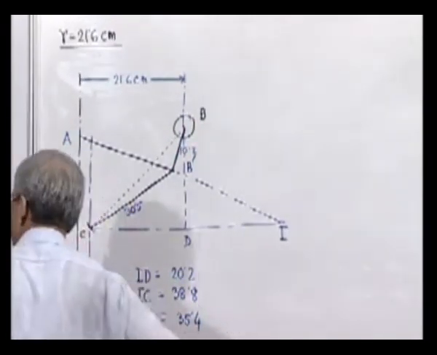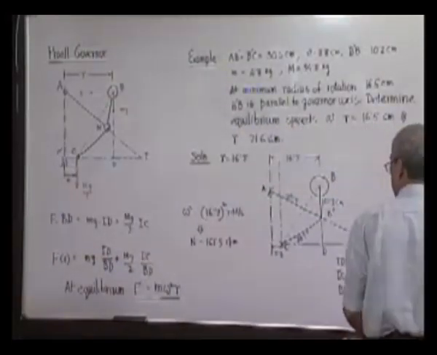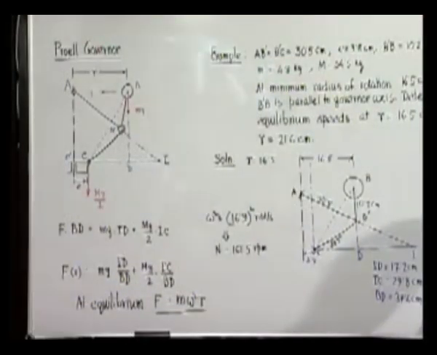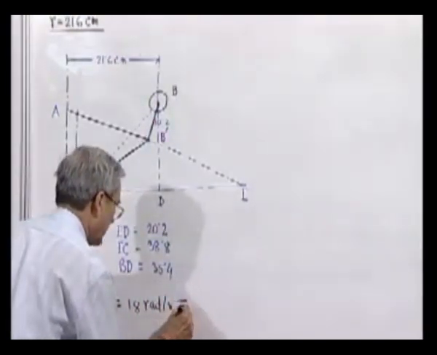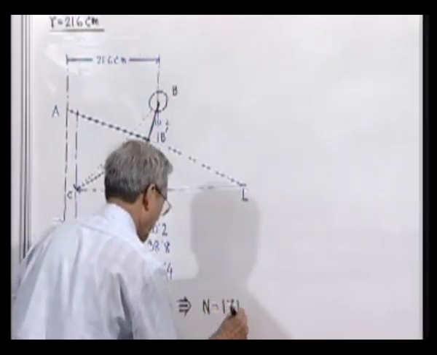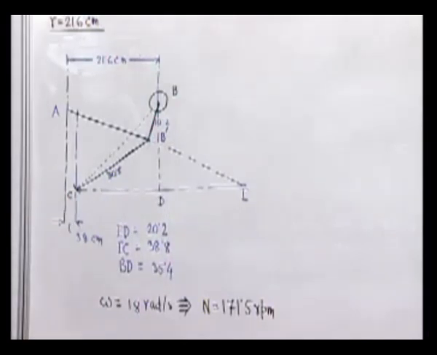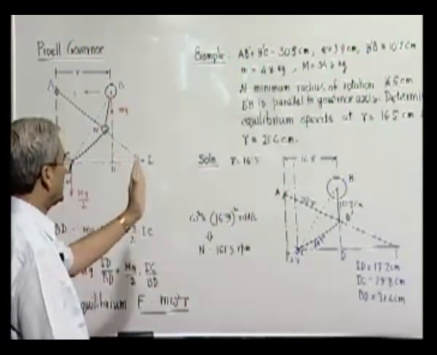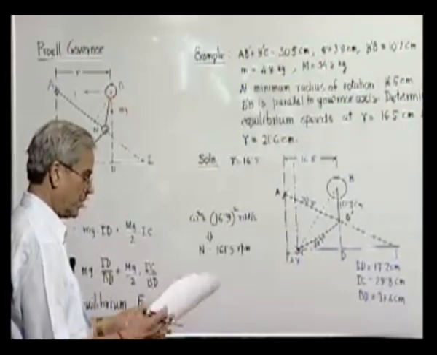And when these things are substituted in this control force expression and equated to the centrifugal force m omega square r, we find omega comes out as 18 radian per second, which is equivalent to n equal to 171.5 rpm. So, therefore, we can find out the equilibrium speed for various radii at which the sphere can rotate in a stable manner.